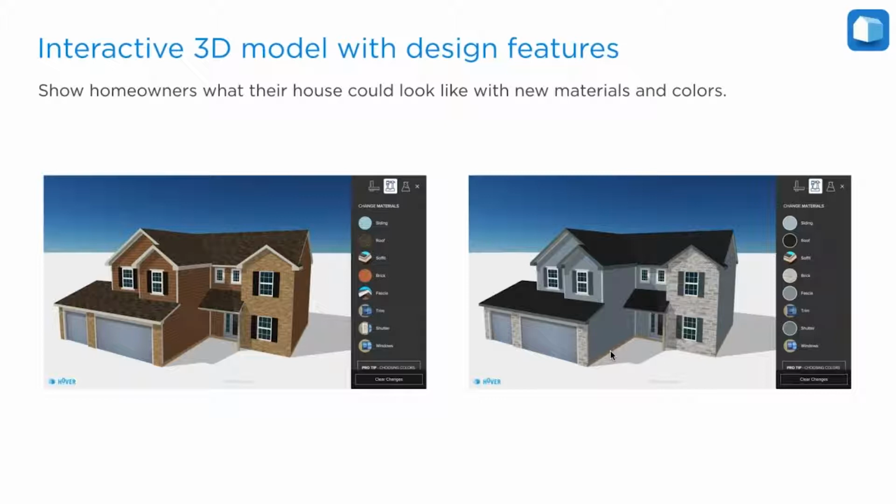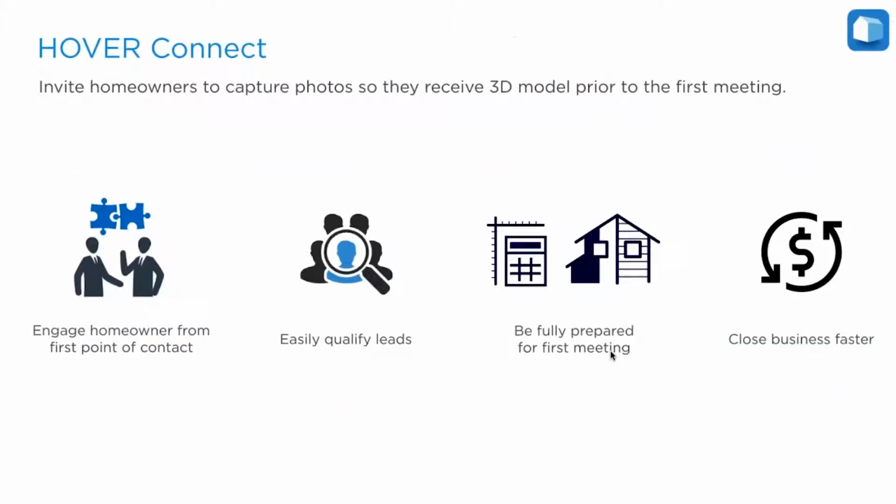So this will help them come to a decision point much faster and also will help you get that deal closed much, much quicker. So a lot of the people we have on the webinar today are familiar with Hover and the platform. And you know that you can receive these measurements and the interactive model in a few different ways. One of the ways is you can simply take the photos yourself while you're on the job site and submit them. But the other way that you could do this is via a new feature that we launched not that long ago called Hover Connect.